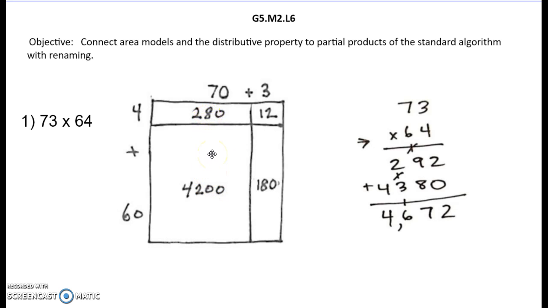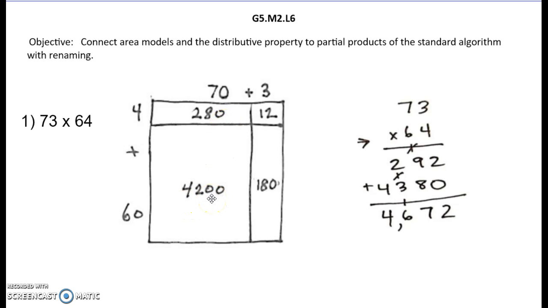So we're going to have 4 times 3 ones equals 12. 4 times 7 tens equals 280. 6 tens times 3 ones equals 18 tens, or 180. And then 6 tens times 7 tens equals 42 hundreds, or 4,200.